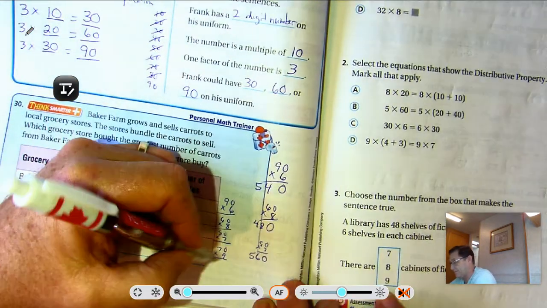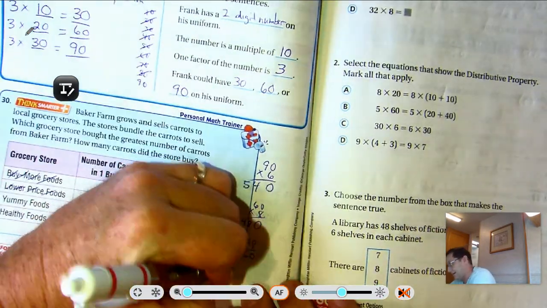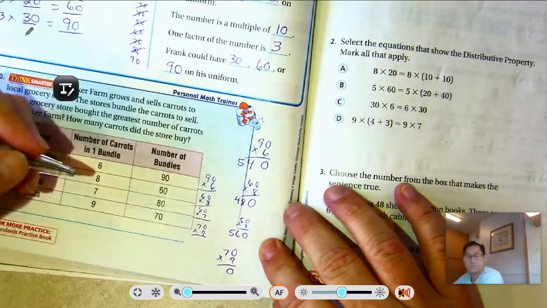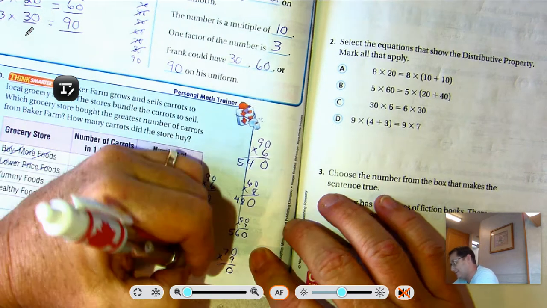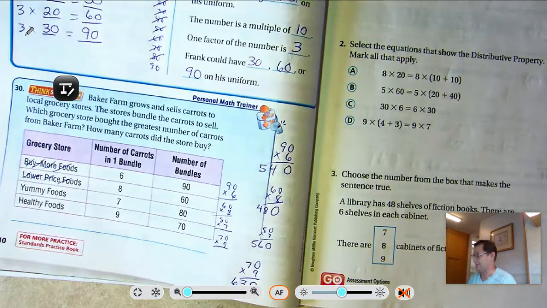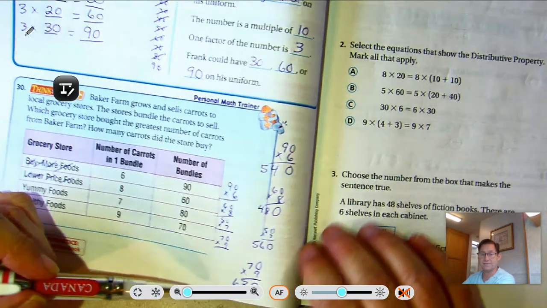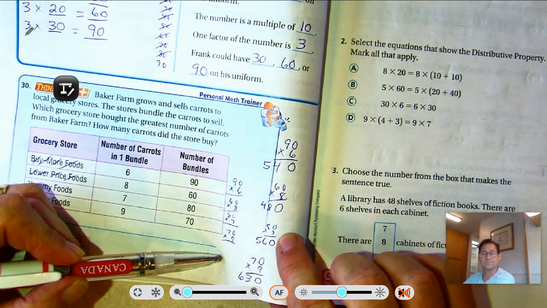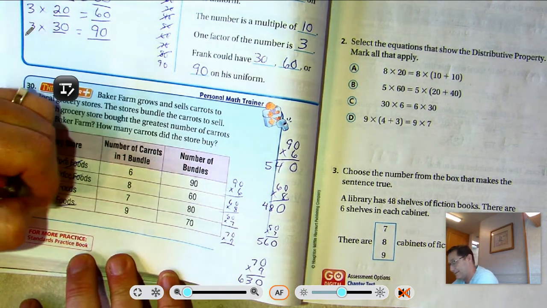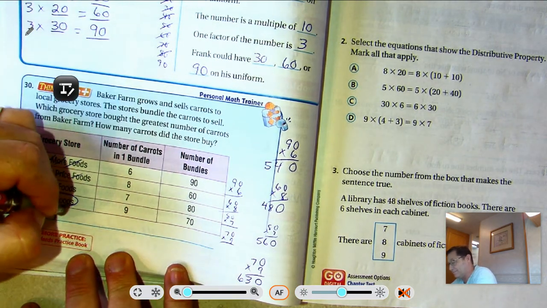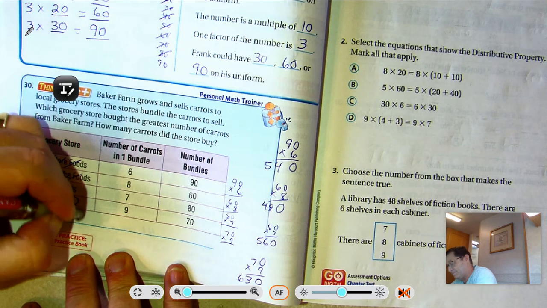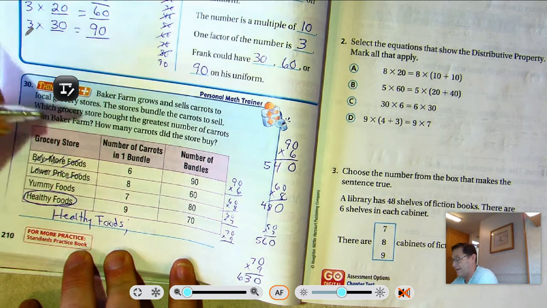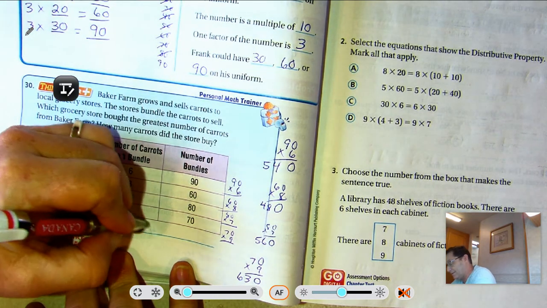And the health food store, 70 times 9. 9 times 0 is 0. 9 times 7 tens is 63 tens. Okay, so when we look at these numbers, 630 is the largest. So that was Healthy Foods. How many carrots did the store buy? 630 carrots.